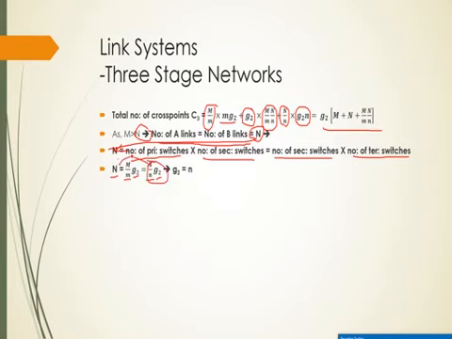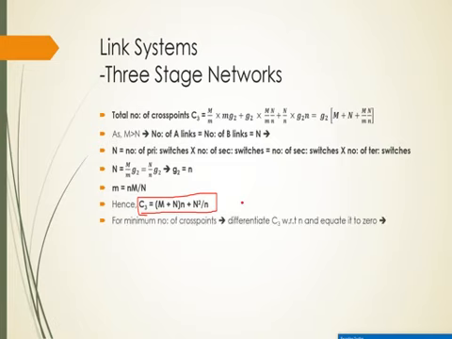If I substitute G2 here, I get the number of inlets at each of the primary stages should be equal to lowercase n into m divided by capital N. When we consider the design parameters and substitute the above values in C3, we end up with the overall result: C3 is equal to (m plus n) into n plus n square by n.